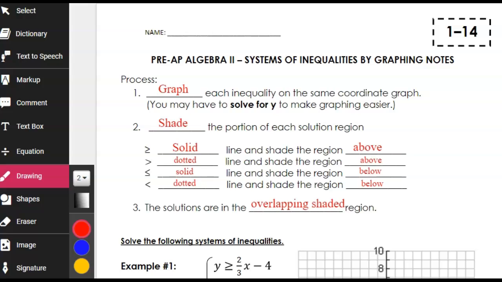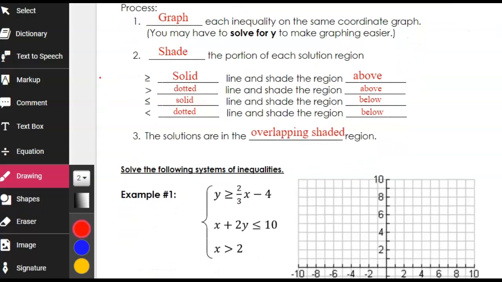The third inequality symbol we have shown is the less than or equal to sign, which means we've got a solid line and shading below. So solid because it has the or equal to, and below because the values for the solutions are less than the line. And then finally, the less than sign indicates a dotted line and shading the region below. After you shade, the solution to the entire system is going to be in what we call the overlapping shaded region. So it has to have shading from all of the inequalities that you graphed. Okay, so let's scroll down to the first example.